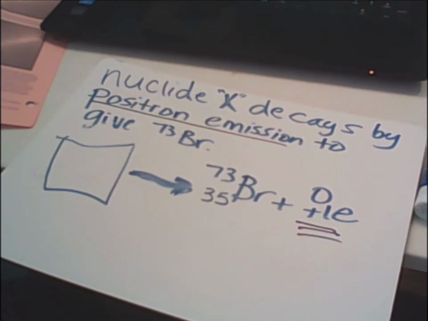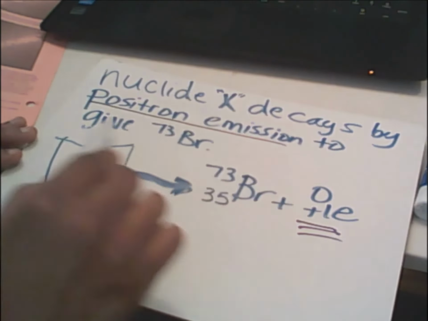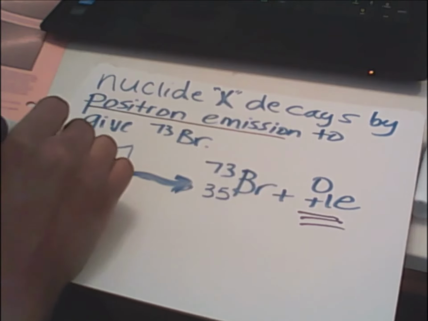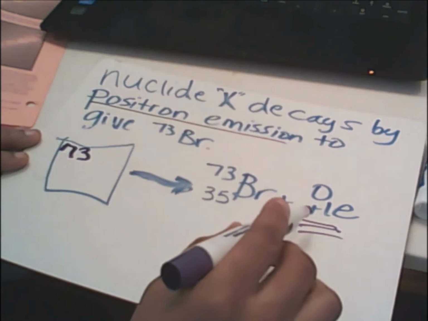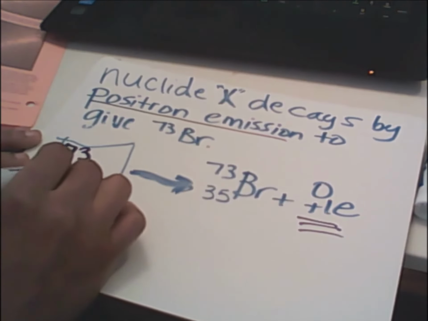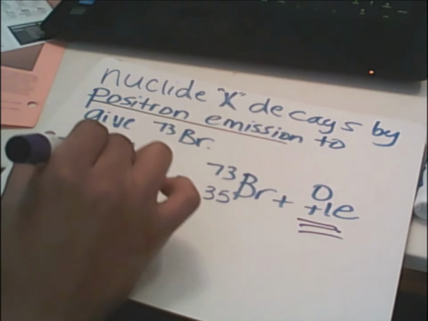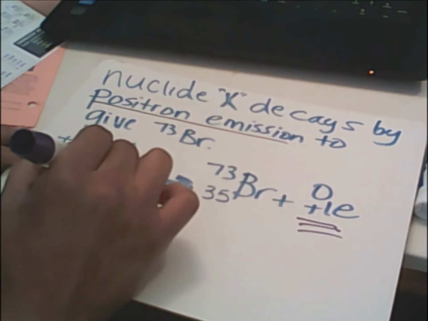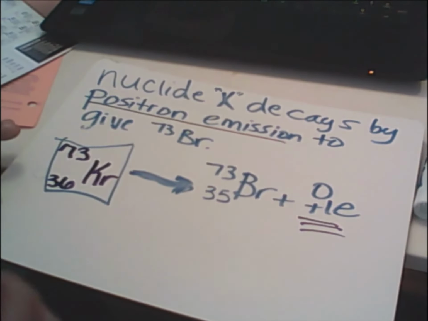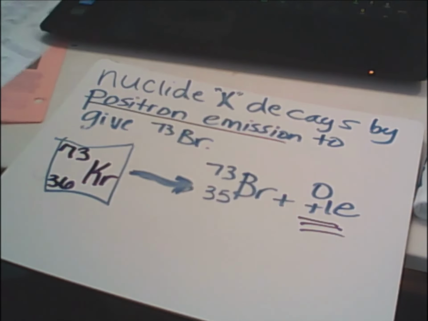Now, again, I'm going to do like I did before. 73 plus 0 gives me 73 on top. 35 plus 1 gives me 36 on the bottom. Then I'm going to go to my periodic table, look up atomic number 36, and that's Kr, krypton. Like kryptonite, but krypton. Kind of like what Superman had.